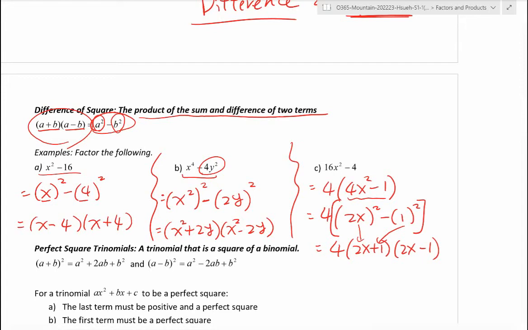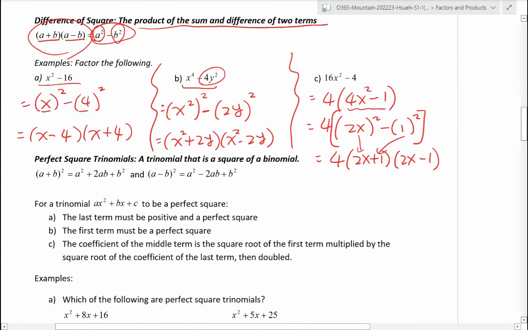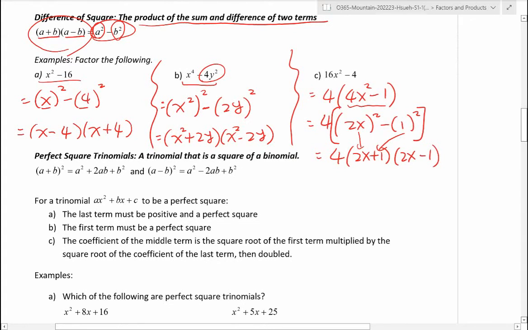So that's one special kind of factor I want to show you, or special kind of trinomial. Well, it's not really a trinomial, it's a polynomial, but a special case I want to show you. The other one that's useful to know is the perfect square trinomial. Okay, so it basically is a trinomial that's a square of a binomial. So this was a difference of squares. It's a squared minus b squared. This is a perfect square trinomial, and that really comes from a plus b squared.